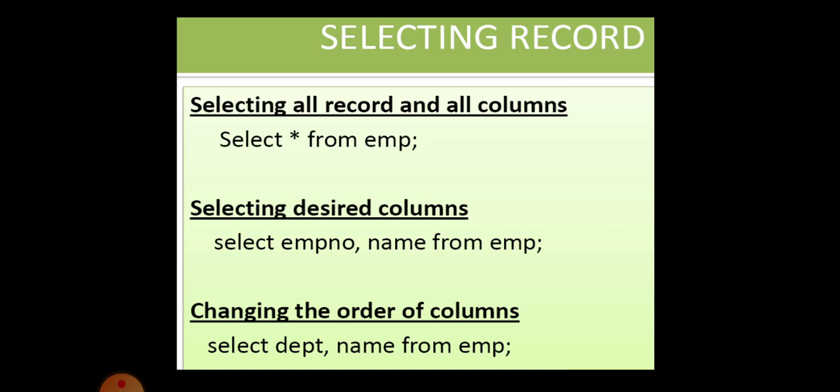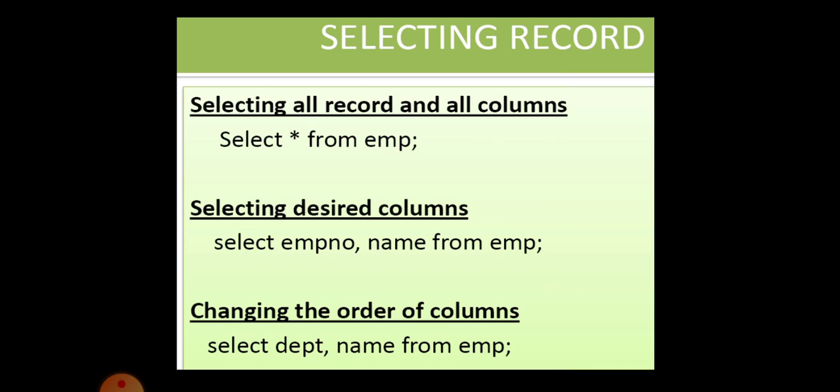Then selecting desired columns. We can use the column names only, and we can also change the order of the columns. Here we have used the column names employee number and employee name from the employee table. So it will display only the details of employees, that is, employee number along with their name. The rest of the details it won't fetch.